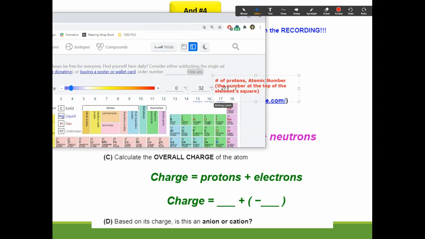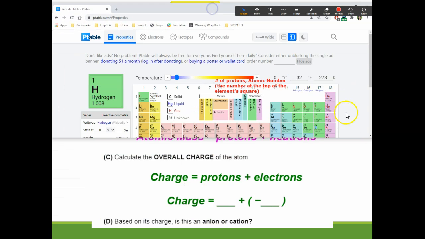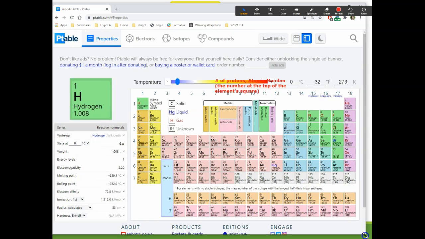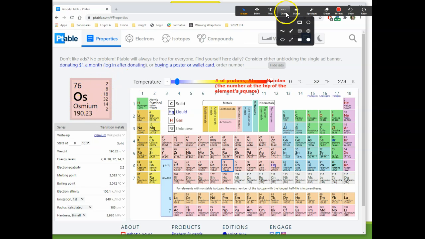And let me go ahead and show you what that looks like right here. There we go. All right, so taking a look right here. So for example, if you have osmium, osmium has an atomic number at the top of 76, right? So 76 is the atomic number, which is also the number of protons.